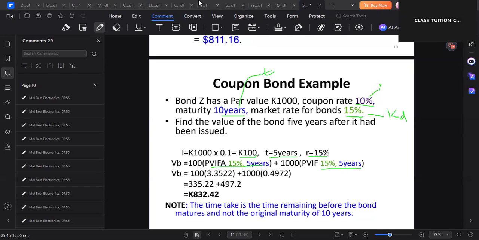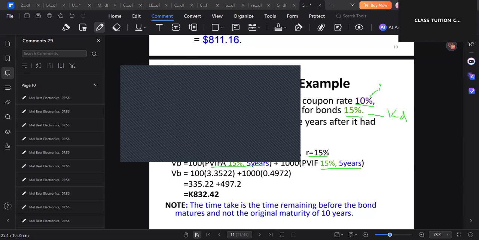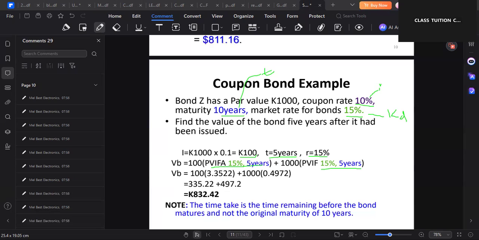Now, I want to take this advantage also to explain how to read these financial tables in case you want to be fast, although I prefer the calculation way. So, which one goes with the present value annuity and which one goes with the present value factor? Is it the face value or the coupon value?